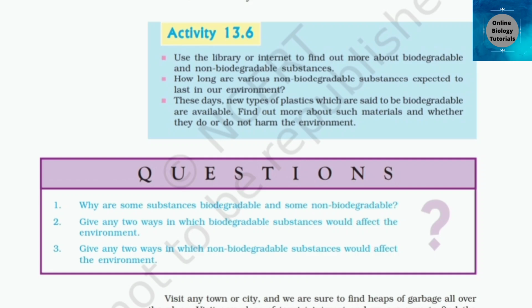Questions. 1. Why are some substances biodegradable and some non-biodegradable? 2. Give any 2 ways in which biodegradable substances would affect the environment. 3. Give any 2 ways in which non-biodegradable substances would affect the environment.